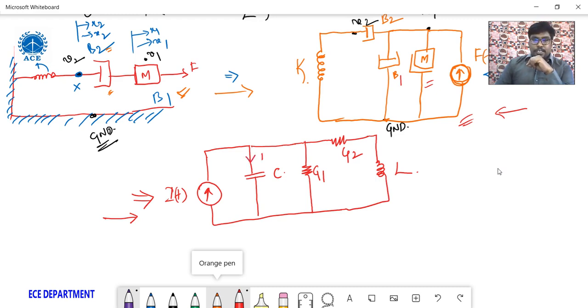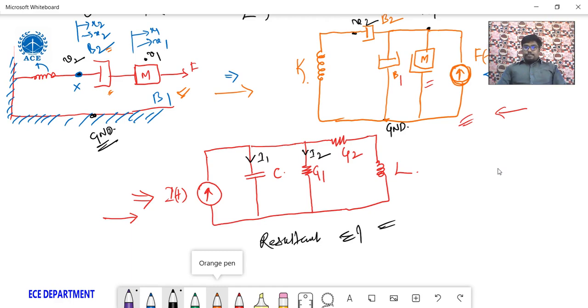Now these currents I will consider as I1, I2 entering into it. Now this is the resultant electrical network for the given mechanical system. That completes the problem. In the next class we are going to discuss mathematical modeling of rotational mechanical systems, and there also we will find the torque voltage analogy and torque current analogy. We'll solve problems, write the differential equations, and also find the transfer function of the given rotational mechanical system. Okay, thank you.